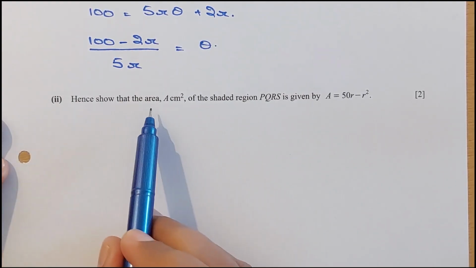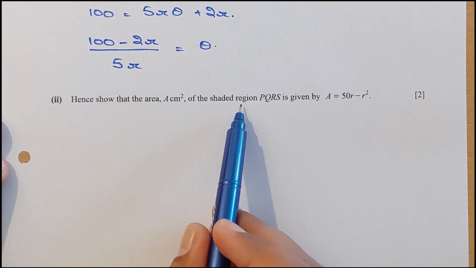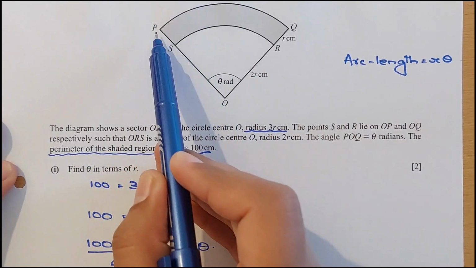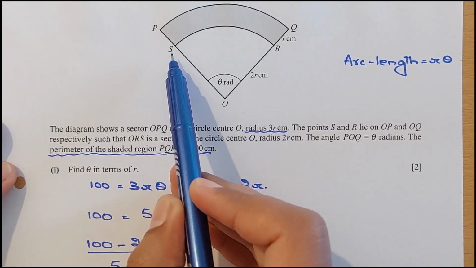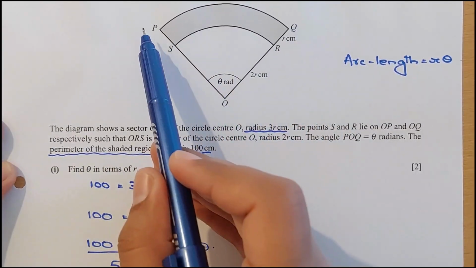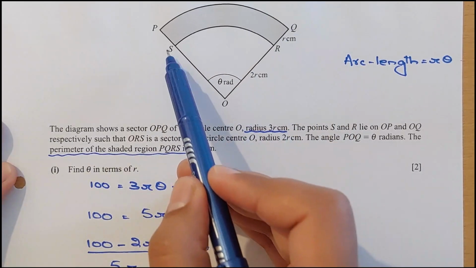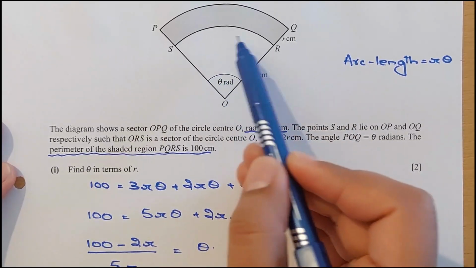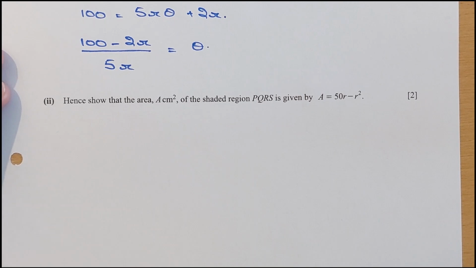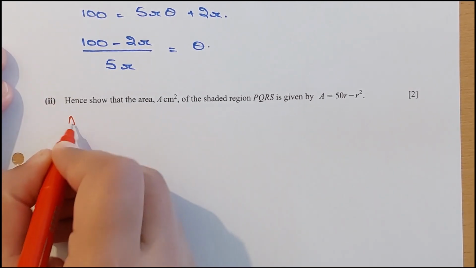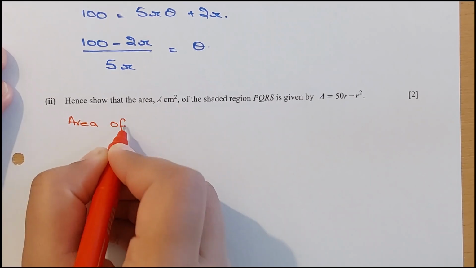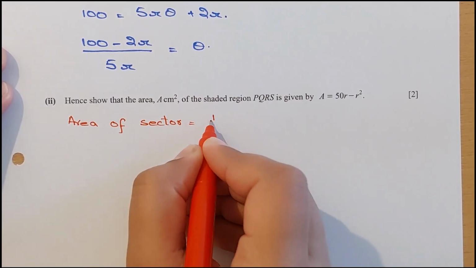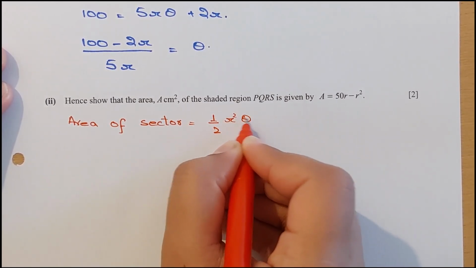Now for the second part, hence show that the area A centimeter square of the shaded region PQRS is given by A equals this. So this is the shaded region PQRS. This is basically the area of the sector POQ, subtract the area of the sector SOR. The area of the larger sector, subtract the area of the smaller one, because this one is not shaded. Since the angle is in radians, the area of a sector is half radius square theta.